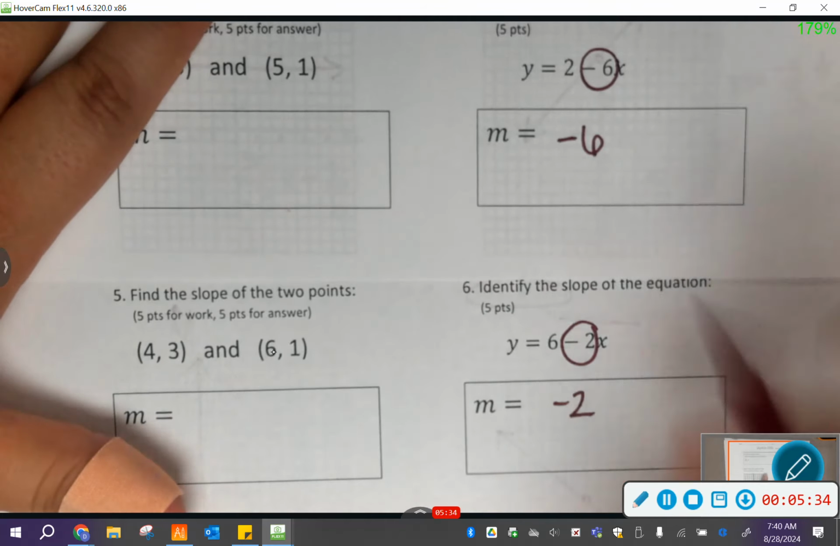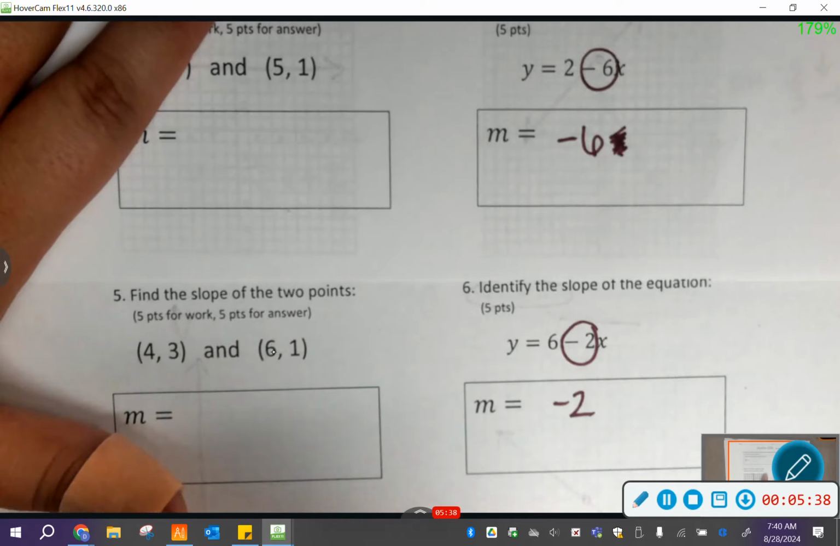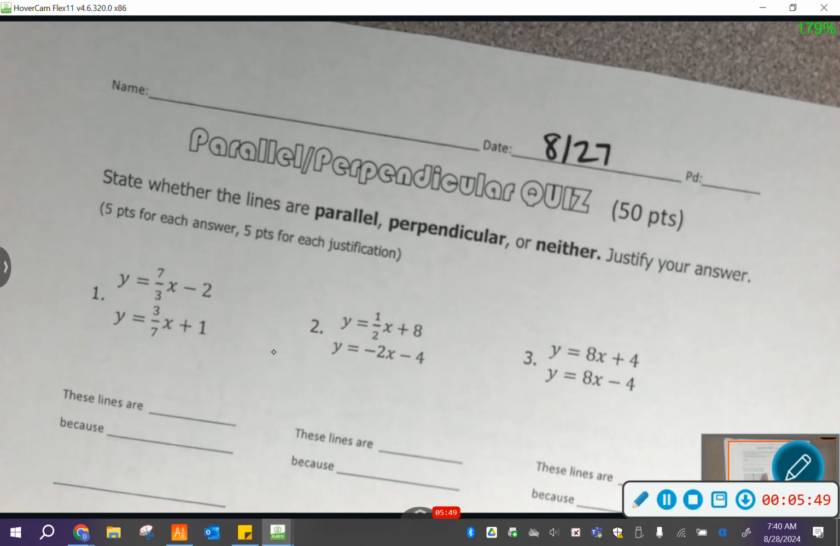Yep, and do not put X with it. I've had some people put that. Your slope is just a number. Don't put X. Just put the number. Okay? All right, we live and learn. That is the first quiz. Now flip over to the next quiz.